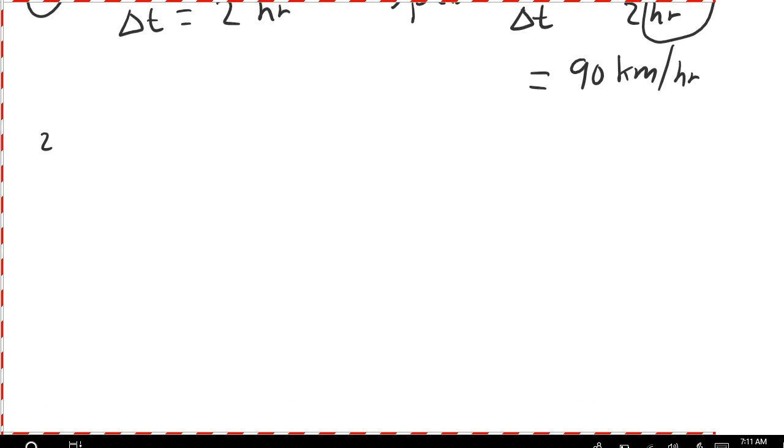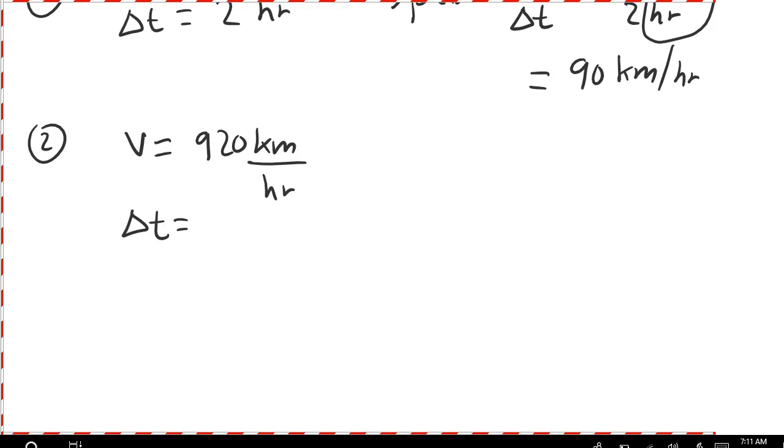Problem 2 says if an airliner travels 920 kilometers per hour for 2.5 hours, what is its total distance traveled? So this one has a speed equals 920 kilometers per hour, and it went a time, delta t equals 2.5 hours. So the question then is, what is the distance? They want to know delta x.